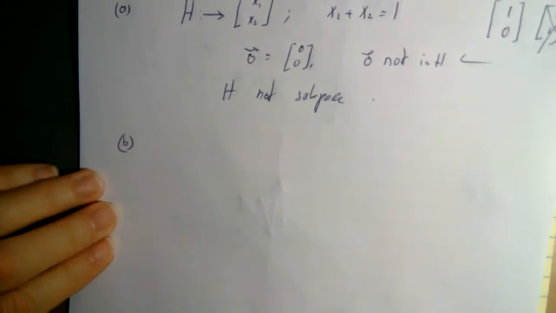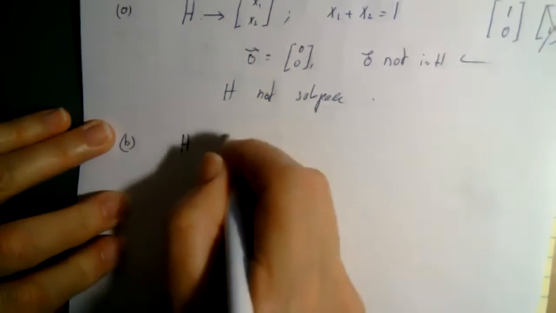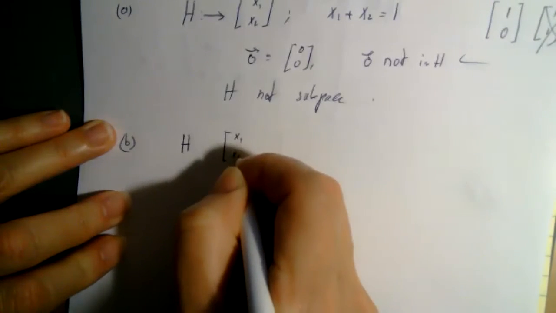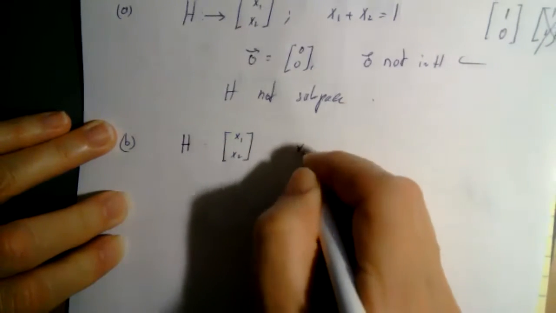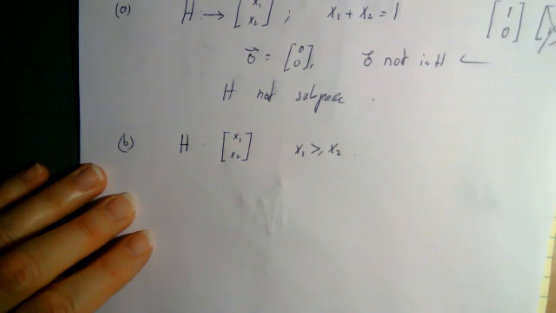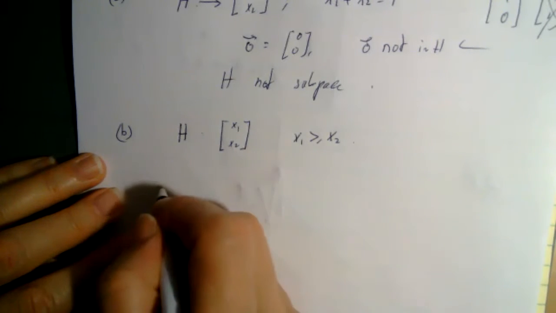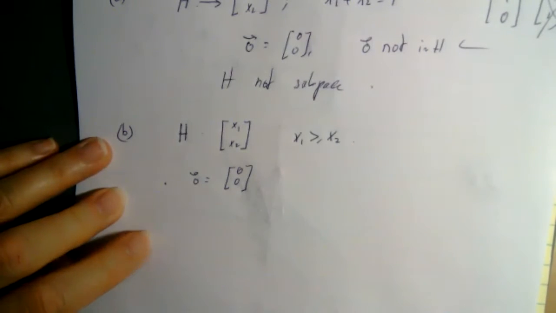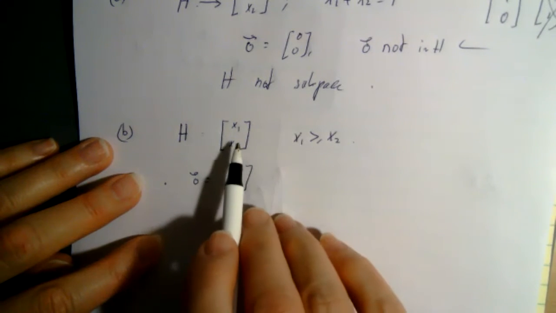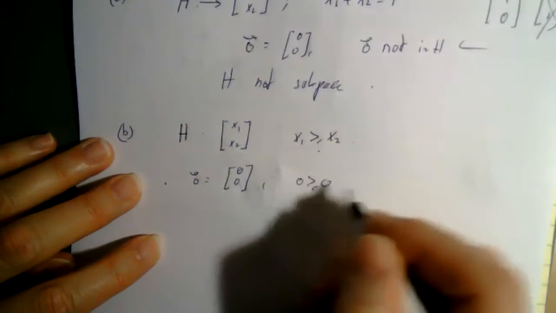B. H this time is all the vectors (x1, x2) such that the first component is larger or equal to the second component. All right, now is this a subspace? Okay, we're gonna start. First property, the zero vector. Is this in H? It means is the first component larger or equal? That is equality here. So 0, check.